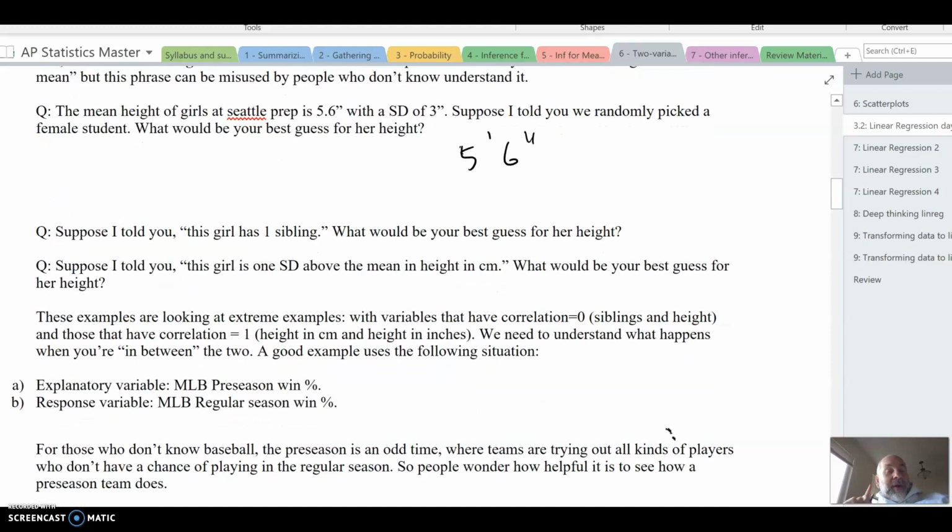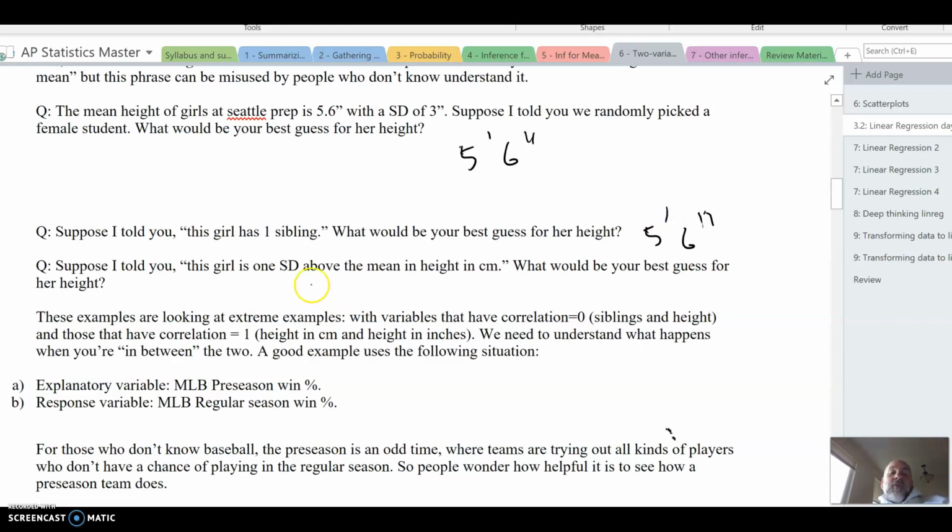Suppose I told you, oh, wait, hold on a second, I'll give you some information. I say, this girl has one sibling. That's not really very helpful, and you'd still say 5'6", right? That doesn't give you any information that would make you change your answer. She's got a sibling. That doesn't mean anything.